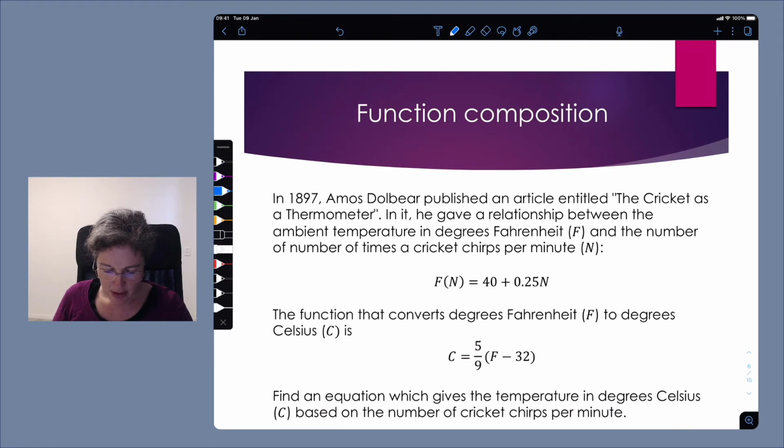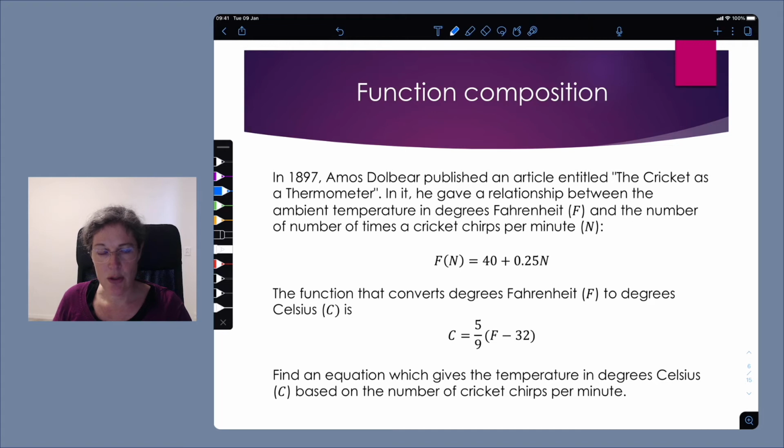Okay, so back to the slightly more practical question of why would we ever want to do this. Well, in 1897, there was a guy called Amos Dolbear, and he noticed that a particular kind of cricket, I think it was the snowy tree cricket, but I'm not entirely sure, chirped more when it was hotter. And in fact, there was a linear relationship between the two. Then he looked the other way around and worked out that you could tell the temperature based on how many times per minute these particular crickets were chirping.